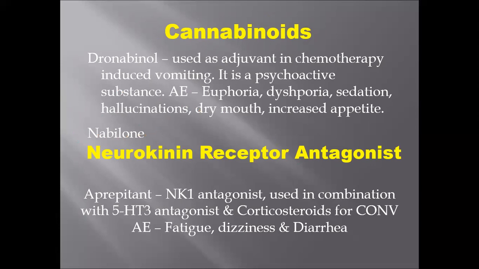And we have the neurokinin receptor antagonist aprepitant, which is an NK1 antagonist, used along with serotonin antagonists and corticosteroids for chemotherapy-induced nausea and vomiting. The adverse effects associated with these drugs are fatigue, dizziness, and diarrhea. These being recent, newer drugs, not much data is available on them, and they are generally kept as reserved drugs.